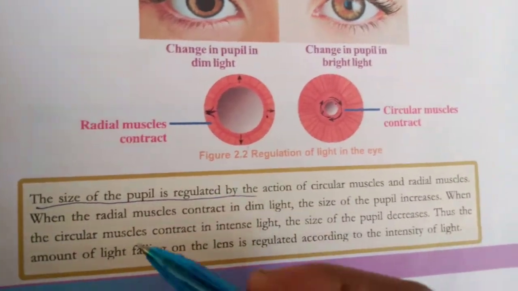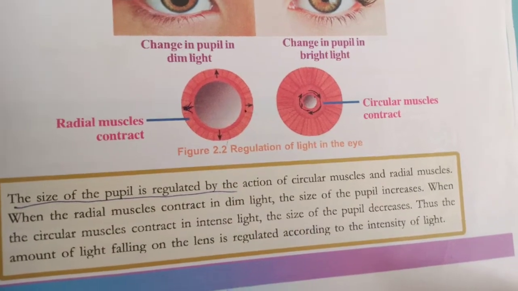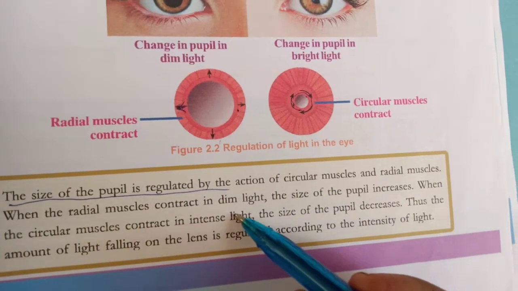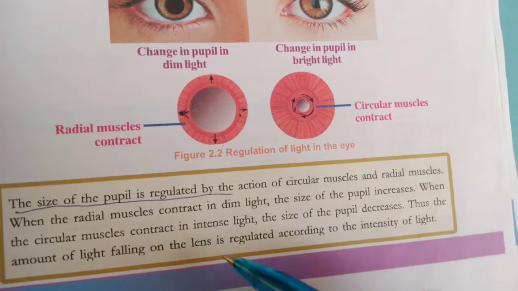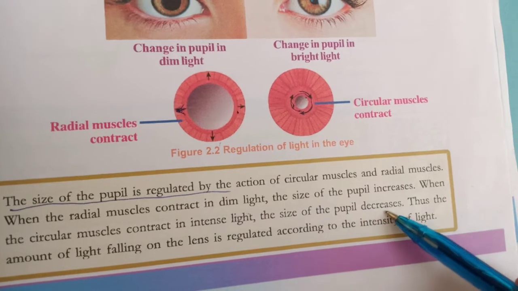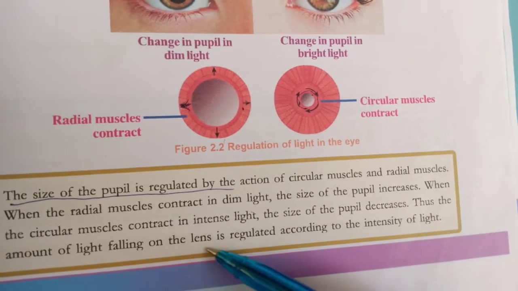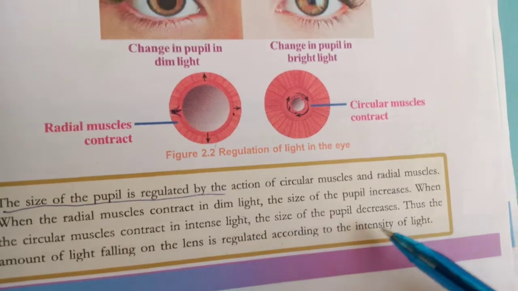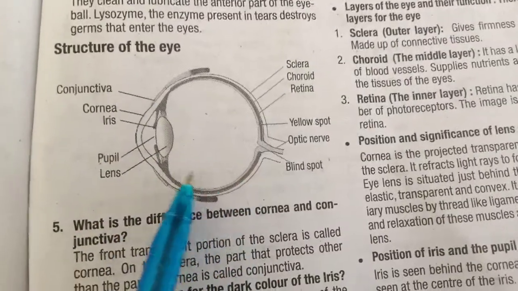The size of the pupil is regulated by the action of circular muscles and radial muscles. When the radial muscles contract in dim light, the size of the pupil increases. When the circular muscles contract in intense light, the size of the pupil decreases. Thus the amount of light falling on the lens is regulated according to the intensity of light.